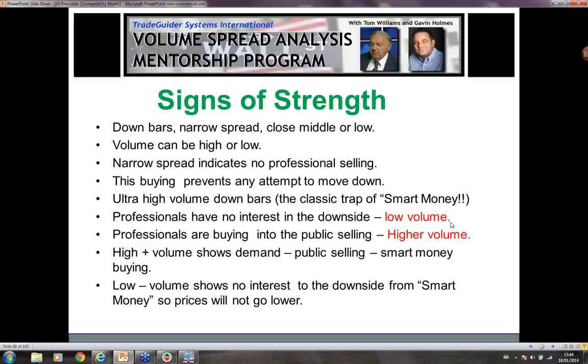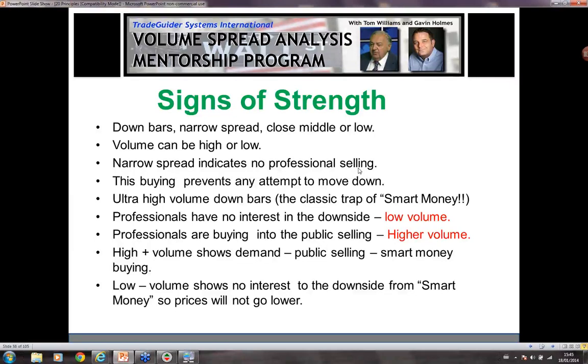A narrow spread on very high volume is a very powerful signal, but a narrow spread on very low volume is also a very powerful signal because it tells you that there's no professional seller, especially if it's on a down bar. Any attempt for a market to move down will not go any lower if you see an ultra-high volume bar with a narrow spread. A narrow range on a bar has great significance. To me, more significance than a wide range.